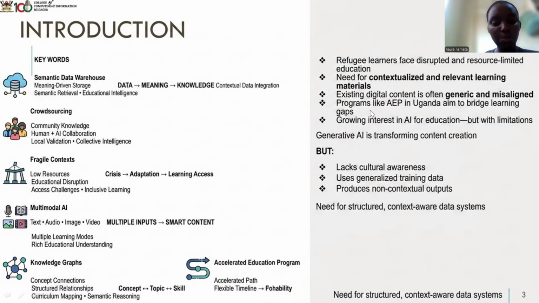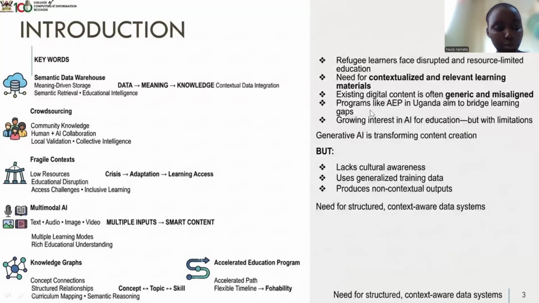Then crowdsourcing. This is a practice of obtaining ideas, services, data or solutions from a large group of people, usually through the internet. For example, it could be done in surveys, open source projects, and platforms like Wikipedia. And then fragile context. These are situations where small changes in input, environment, or assumptions can cause a misunderstanding or a failure in the system, especially in communication and AI systems.